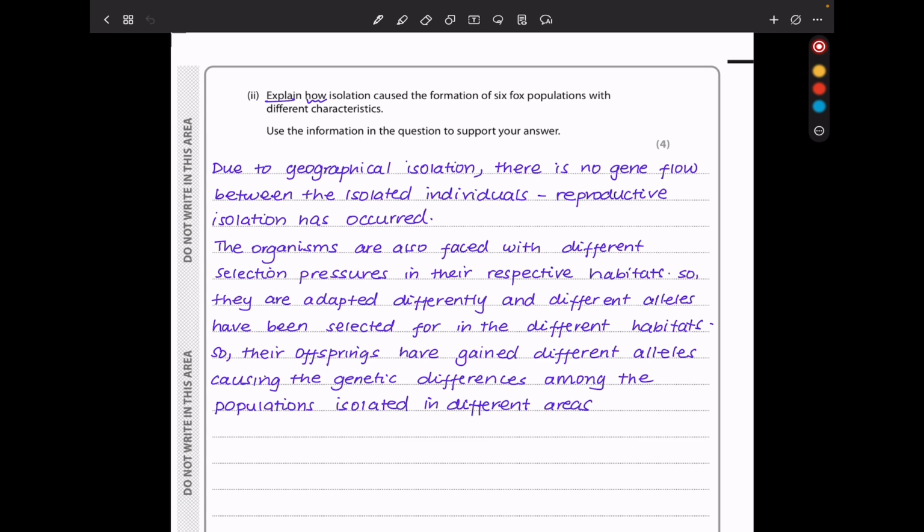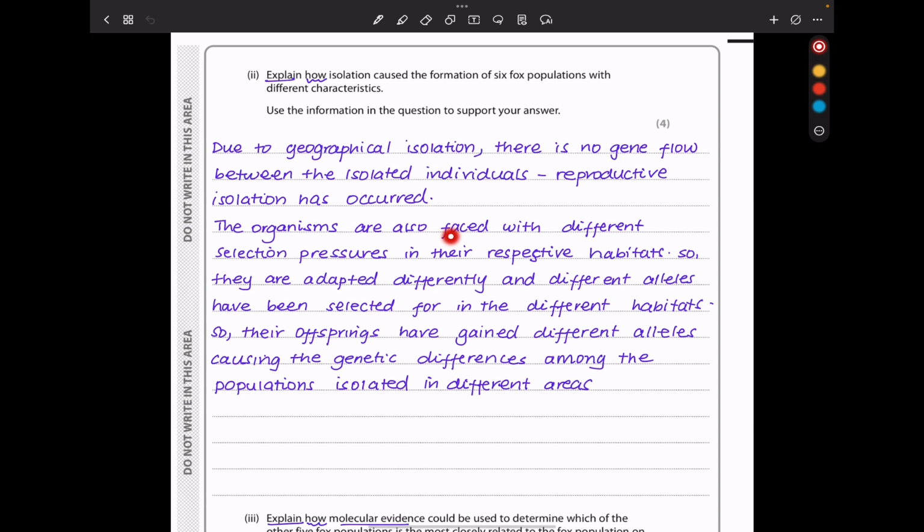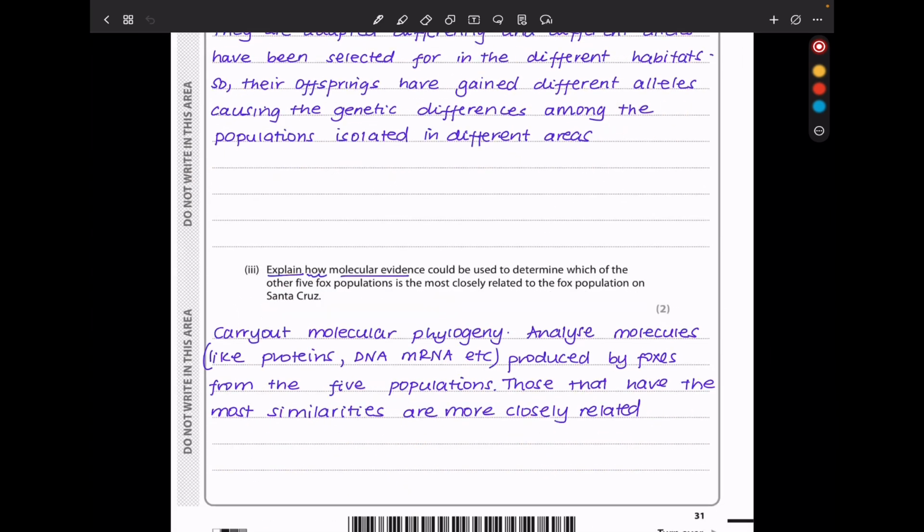So I said, due to geographic isolation, there is no gene flow between the isolated individuals, meaning reproductive isolation has occurred. The organisms are also faced with different selection pressures in their respective habitats, so they are adapted differently, and different alleles have been selected for in the different habitats. So their offspring have gained different alleles, causing the genetic differences among the populations isolated in the different areas.